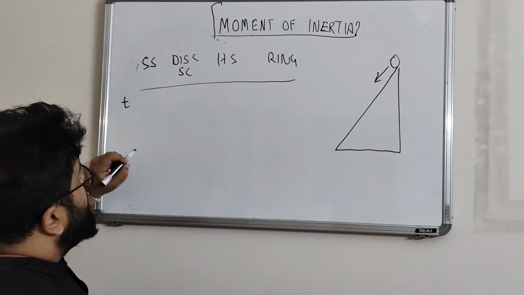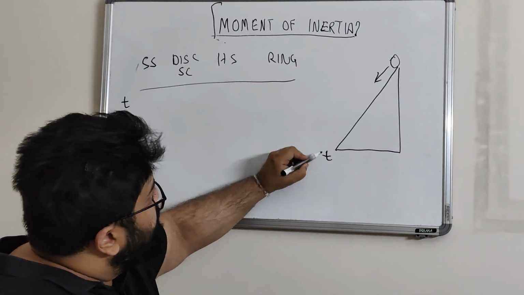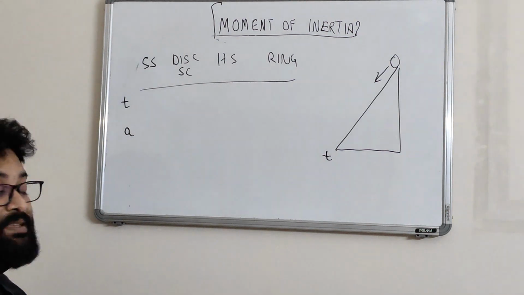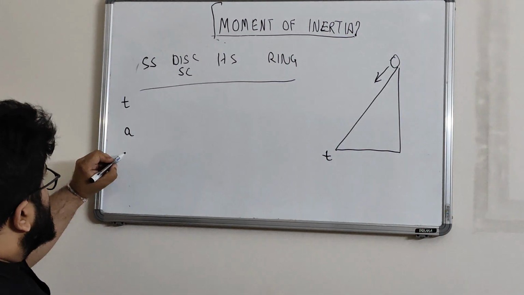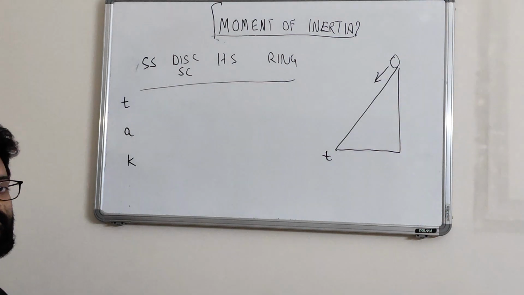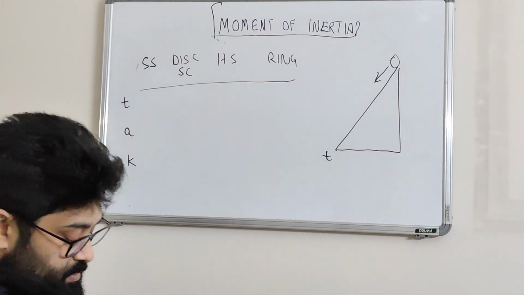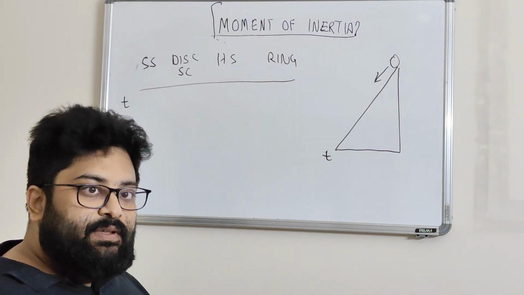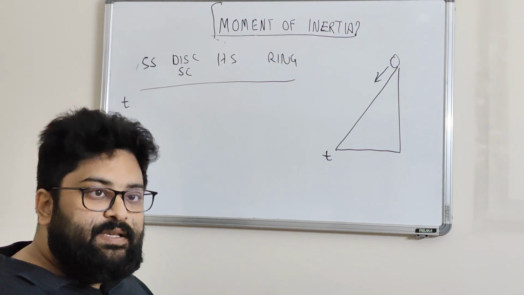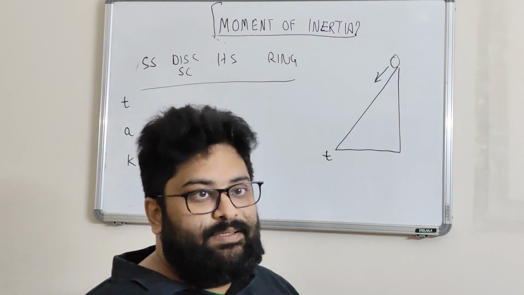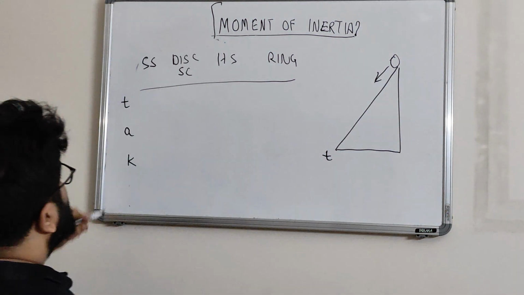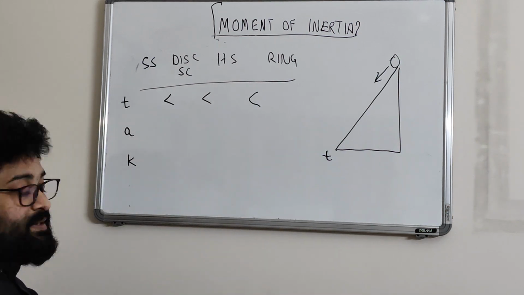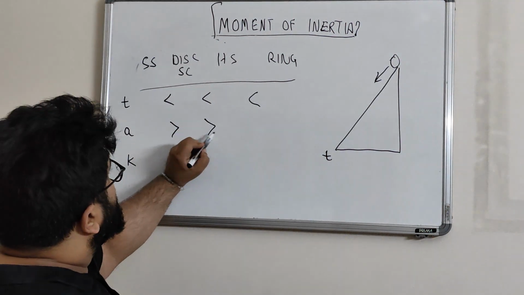So time to reach bottom, that's t, time to reach the bottom. Acceleration of that body, the tangential acceleration, and the radius of gyration. So as you can imagine, if the time increases, the acceleration will decrease. But if the time decreases, the acceleration will increase.